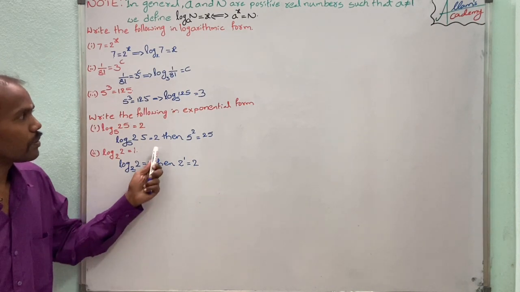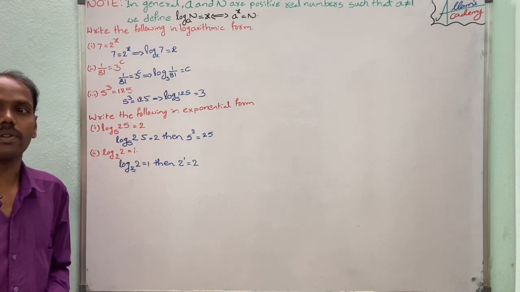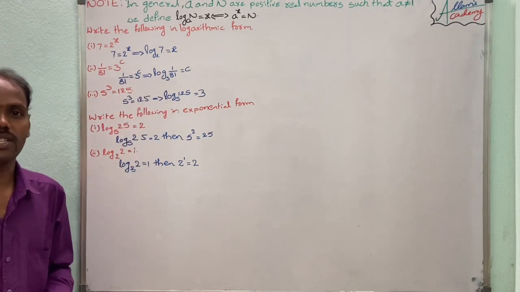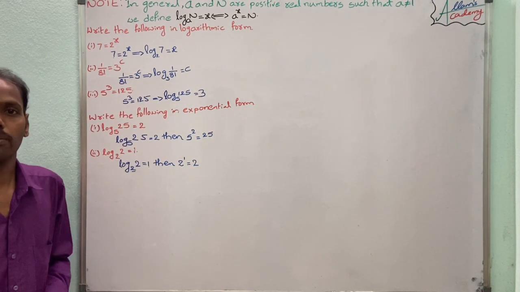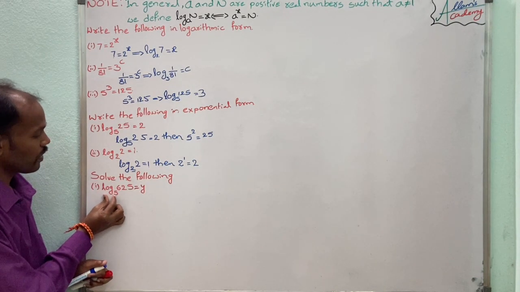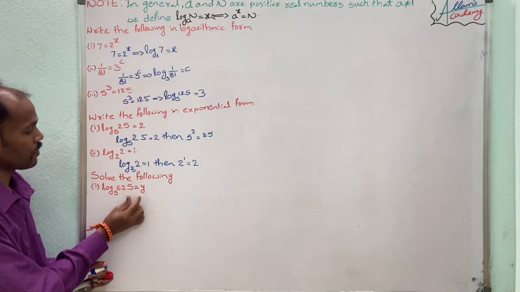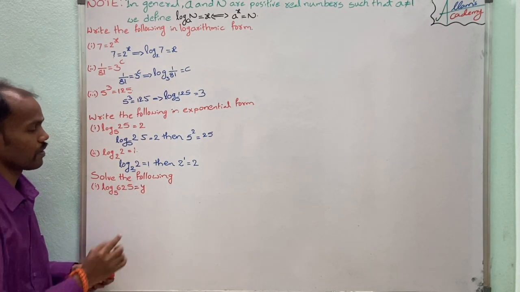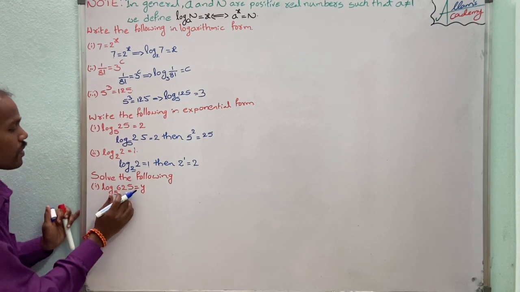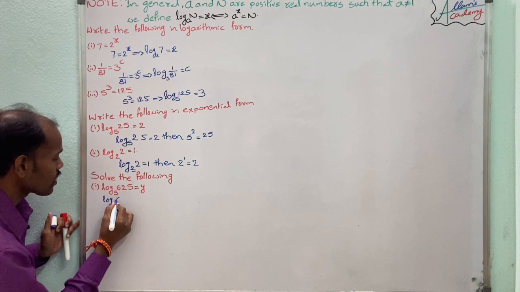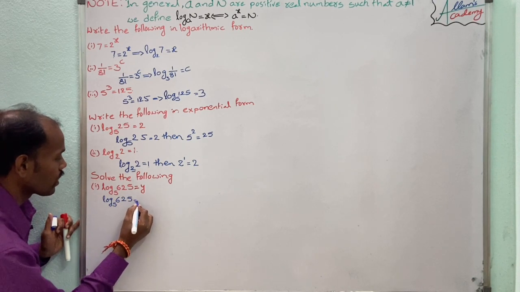Now by using this conversion from exponential form to logarithmic form and logarithmic form to exponential form, we solve some problems. Here the given problem is in logarithmic form. Solve the following: log 625 base 5 equal to y. So now it will be written in the exponential form.